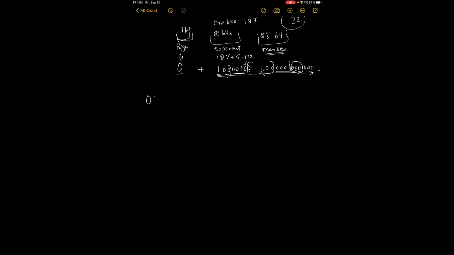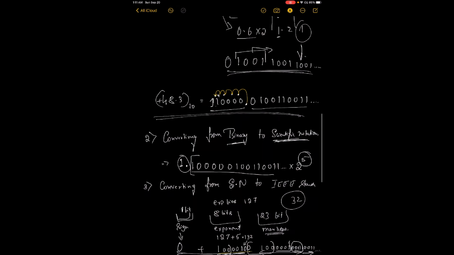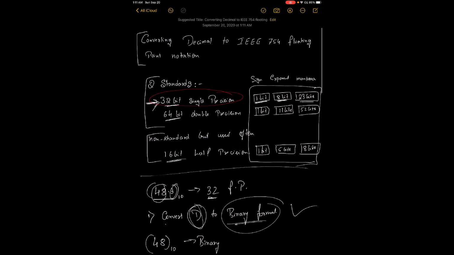So 0 1 0 0, I'm done with this. I'll leave a space. 0 0 1 0, I'll leave a space. Then I'll just continue. Now it's all repeating bits, and there is one more, I'll write it down. So 0 0 1 1. So this is nothing but the 32-bit representation of a single precision number.